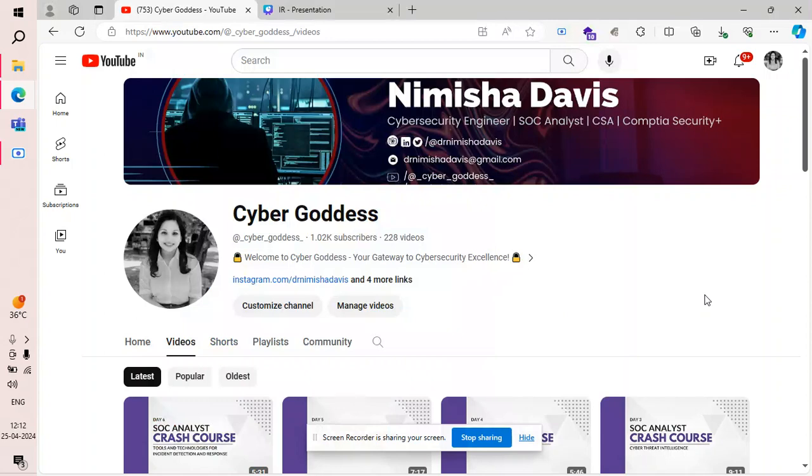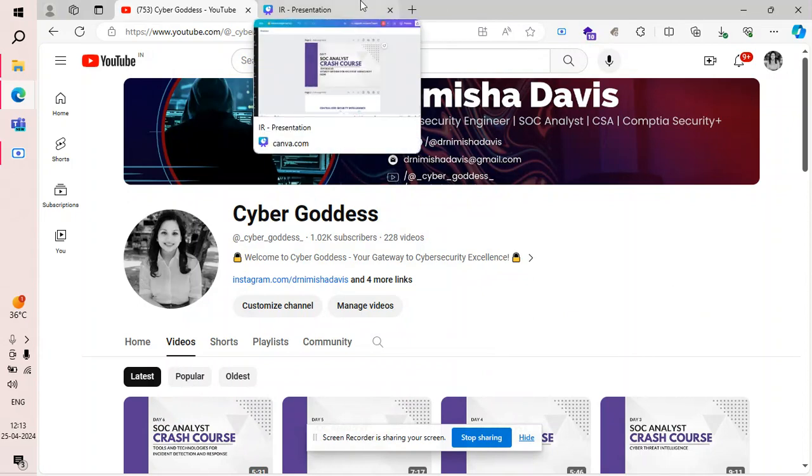So, today we are diving deep into the world of IBM QRadar, a powerhouse in the realm of security information and event management systems. So, let's get started.